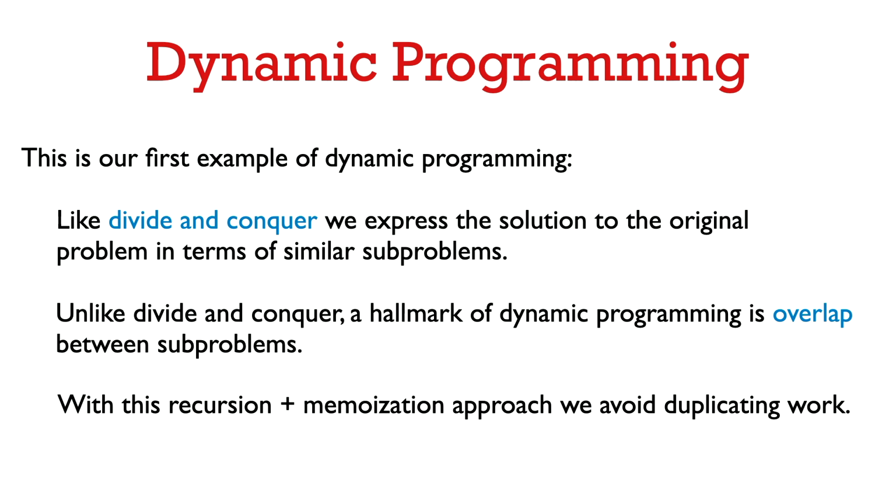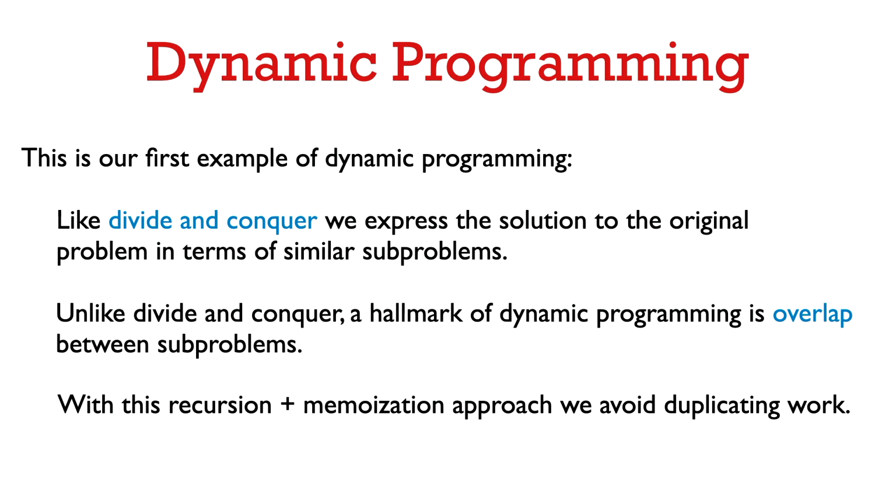Dynamic programming is similar to divide and conquer in that we express the solution to the original problem in terms of similar subproblems. We're expressing the solution to computing the nth Fibonacci number in terms of computing the n minus first and n minus second Fibonacci numbers. But unlike divide and conquer, the hallmark of dynamic programming is that you have overlap between subproblems, just like in our Fibonacci case, where we ran into the subproblem of computing Fibonacci of 3 over and over again.